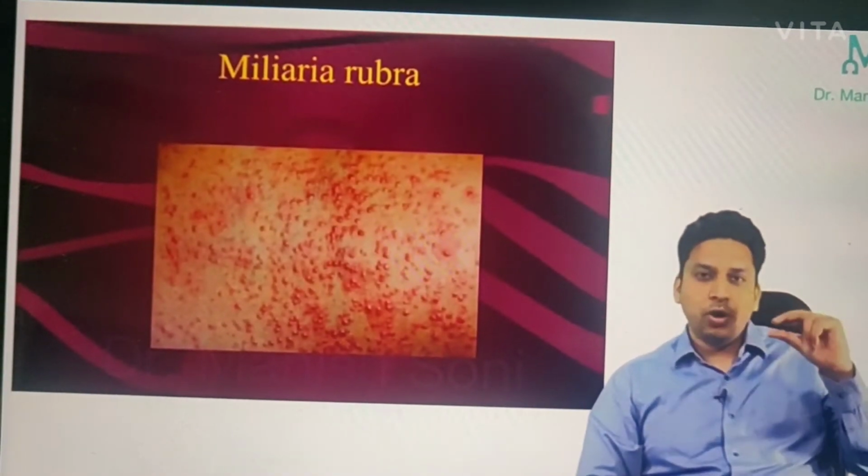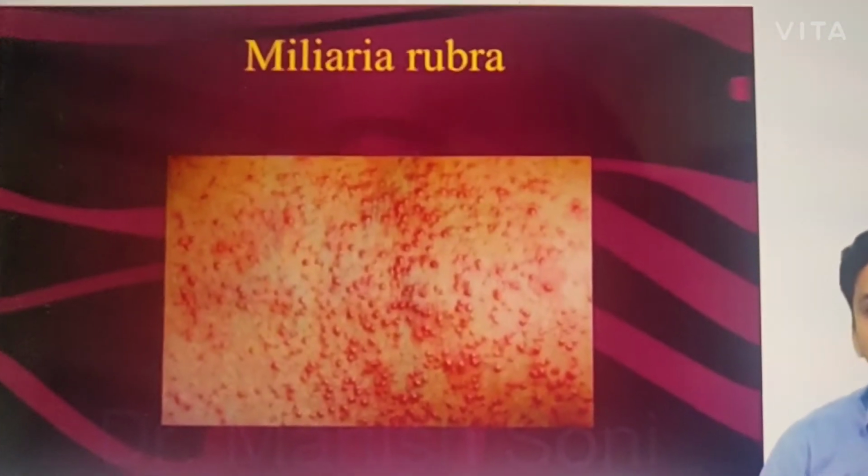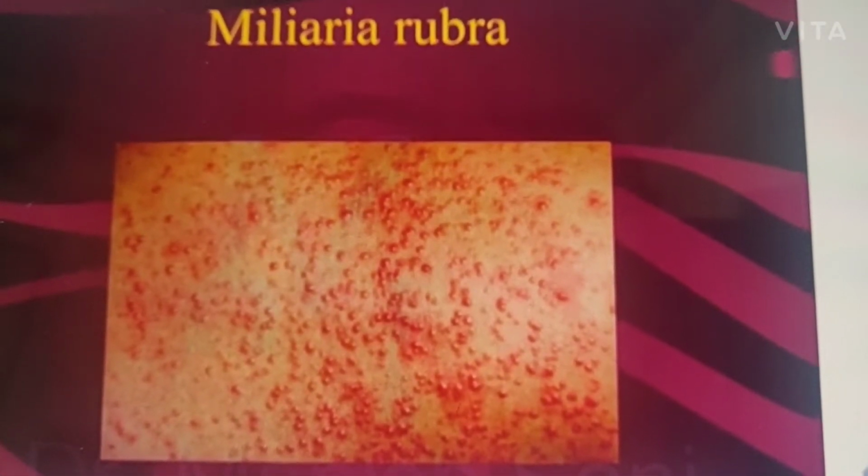Next is miliaria rubra. As you can see, due to blockage there is a spillage of the sweat, due to which inflammation starts. So this is red in color. So this is miliaria rubra. Rubra means red, and this is the most common type of miliaria. It is such a common condition that almost all of you might have suffered from this. This is commonly known as prickly heat. Okay, so this is prickly heat, miliaria rubra.